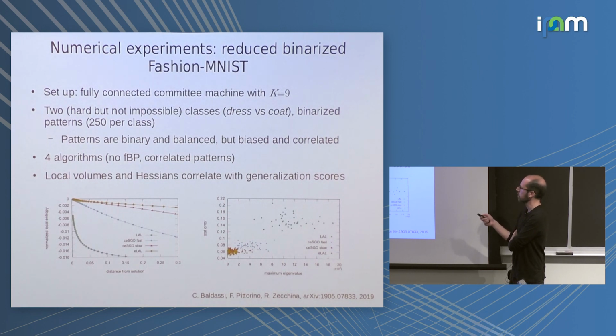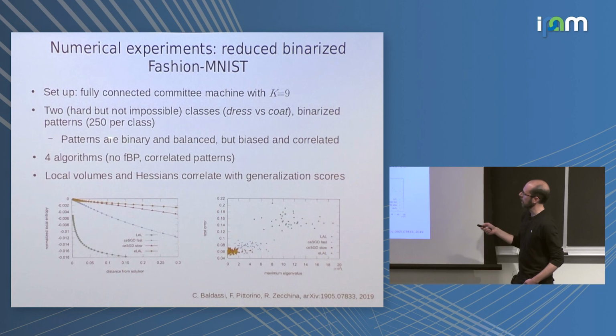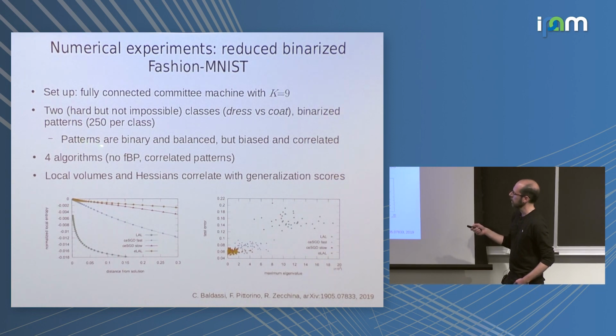So discriminating dress versus coat. So it's a binary classification task, and this choice gave us a good range of different generalization errors, as I'll show in a second. We binarized the patterns, and so we ended up with a situation in which, compared to the previous one, patterns are binary and also balanced, just like before, but differently from before, they are biased, meaning that each pixel, each input, is not 50% on or 50% off, it's biased. And also there are correlations within each pattern and between the pattern and the desired label.